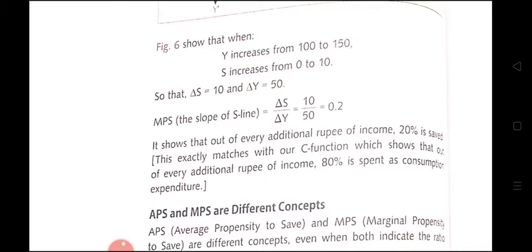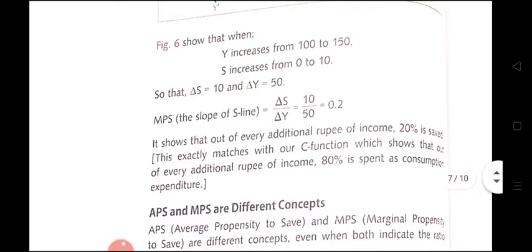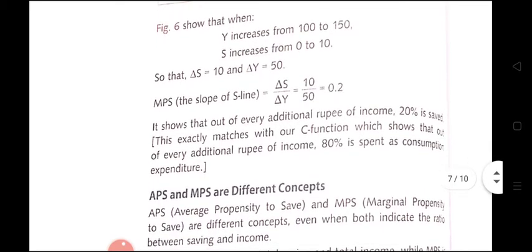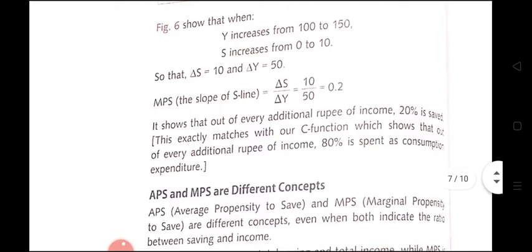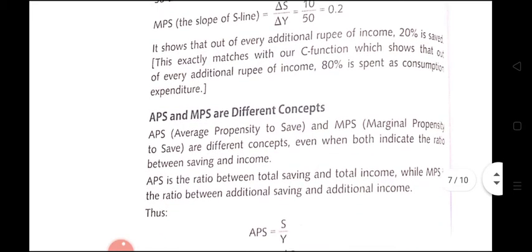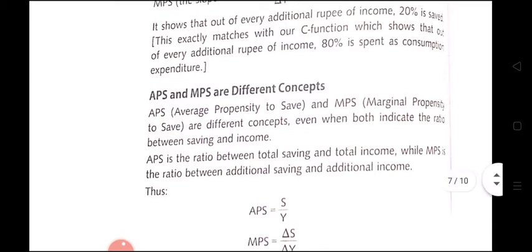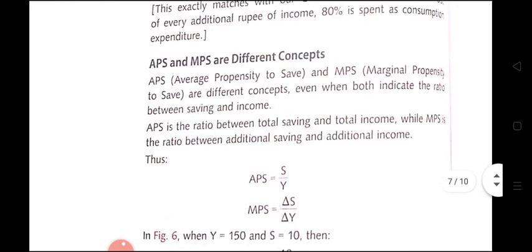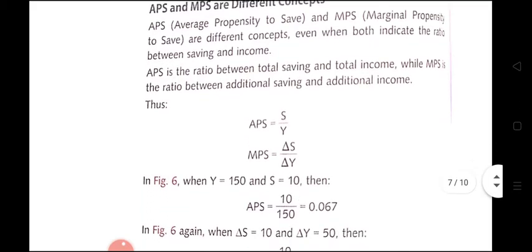Similarly, if the income changes, saving will also change. So MPC is equal to change in C by change in Y, and MPS is equal to change in S by change in Y. On the other hand, APC is equal to C by Y, and APS is equal to S by Y. So we have four formulas in hand now. APC and APS are different concepts from MPC and MPS, as I explained just now. APS is equal to S upon Y, and MPS is equal to change in S upon change in Y.